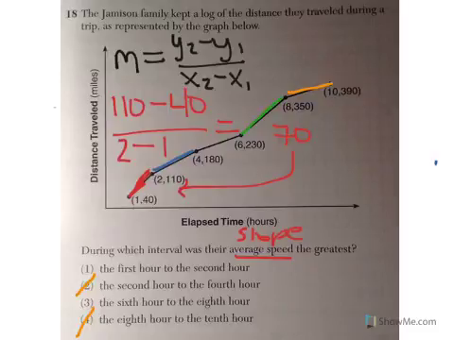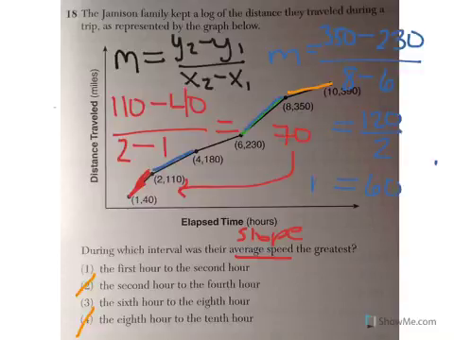Now let's try to figure out the slope of the 6th to the 8th hour. And I'm running out of room. I think I can fit it. Here's from the 6th to the 8th. So our y2 value is 350 minus our y1 value, which is 230, divided by our x2 value of 8 minus our x1 value of 6. So this gives us 120 over 2, which is a slope of 60.